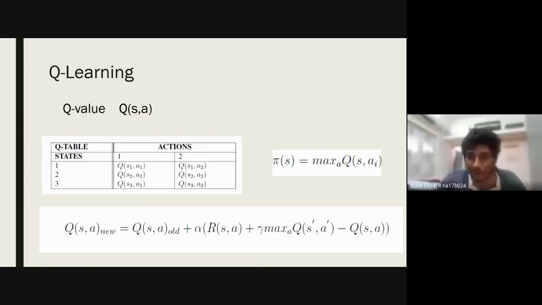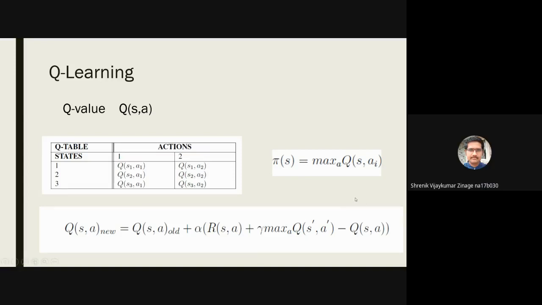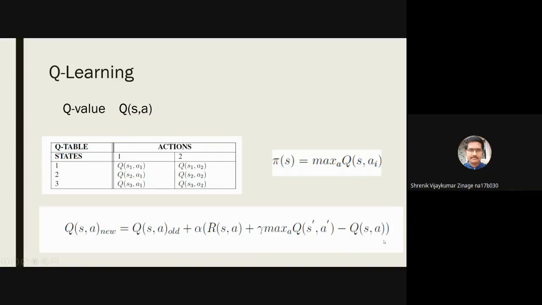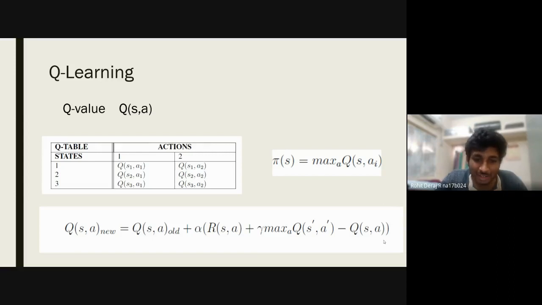And Shrenik, you asked me the question, something. Yeah, like why did you subtract minus Q of S comma A from the term? You are asking about this term here, minus Q of S. Yeah, I mean, doesn't make sense, right? Because otherwise this will never be a zero term, and your Q values will be getting updated till infinity.